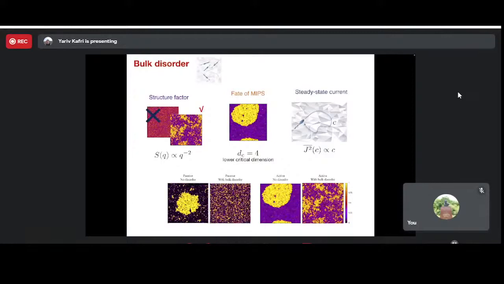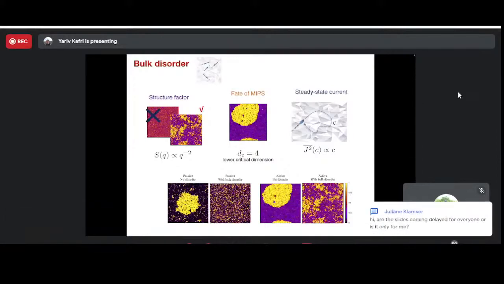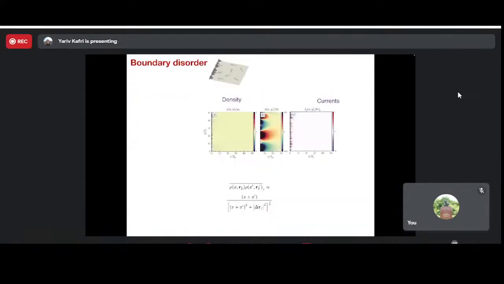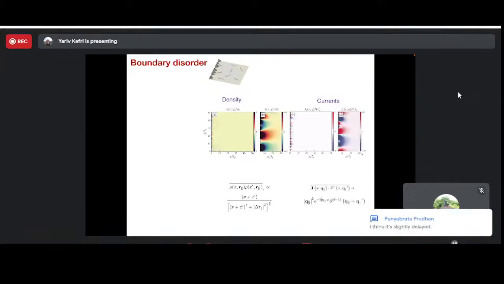Similarly, if you look at the currents, it's a non-equilibrium system, so it can support currents. Here I'm plotting the current in the y direction. If you don't look too carefully, you see that there are currents next to the boundary. But if you zoom in and look more carefully, you notice that the boundary is creating eddies in the system, and the magnitude of the eddies decays with the distance from the wall, but they spread wider and wider as you move away from the wall.